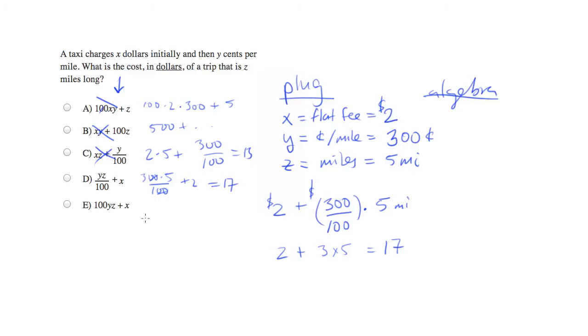Let's just check the last one to be sure. 100 times y is 300 times z plus x, way too large. And we can safely pick D as the correct answer.